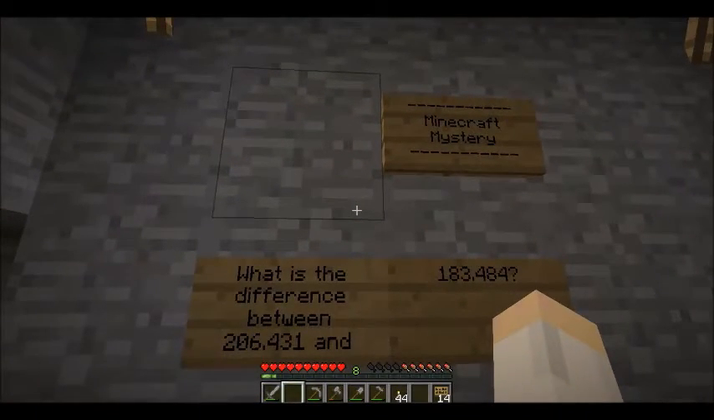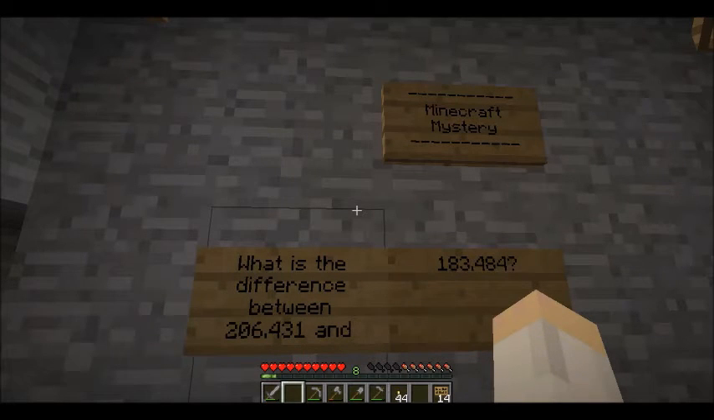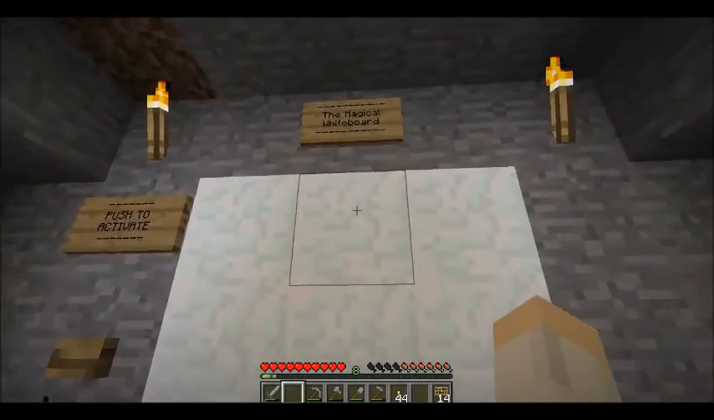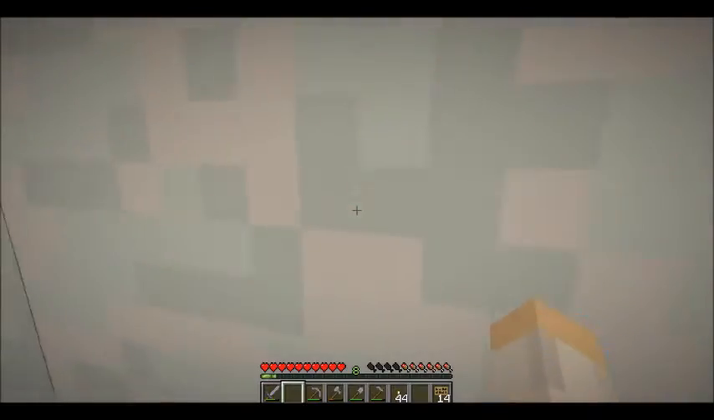Here is today's Minecraft mystery. What is the difference between 206 and 431 thousandths and 183 and 484 thousandths? Pause the video, solve the problem, and come on back when you think you have a solution. Welcome back. What is the difference between 206 and 431 thousandths and 183 and 484 thousandths? That sounds tough. And when math gets tough, we go to the magical whiteboard. Push to activate.